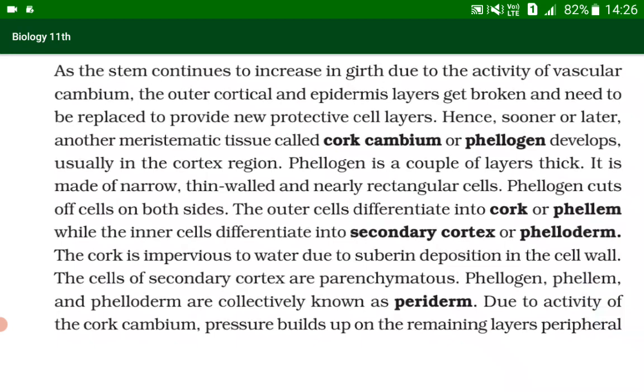Phellogen cuts off cells on both sides. The outer cells differentiate into cork or phellem, while the inner cells differentiate into secondary cortex or phelloderm. The cork is impervious to water due to suberin deposition in the cell walls. The cells of the secondary cortex are parenchymatous. Phellogen, phellem and phelloderm are collectively known as periderm.